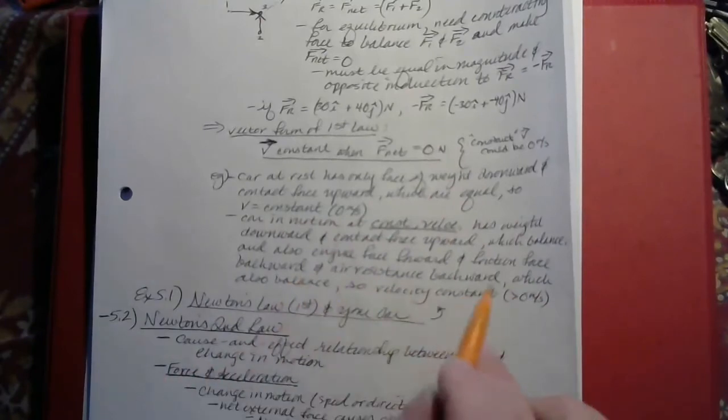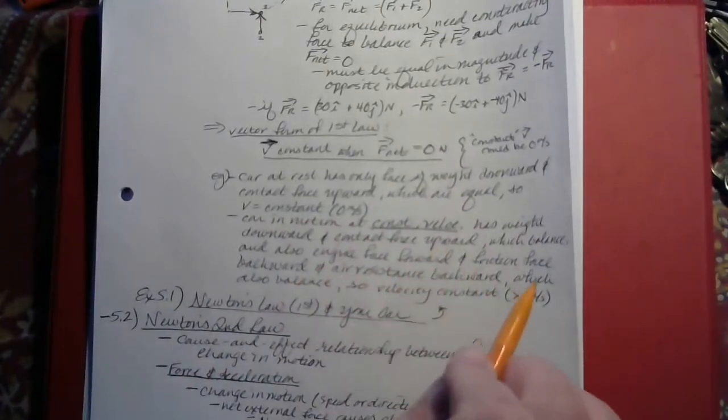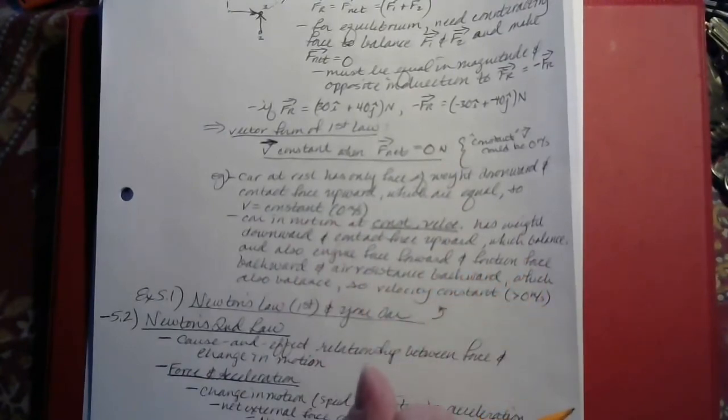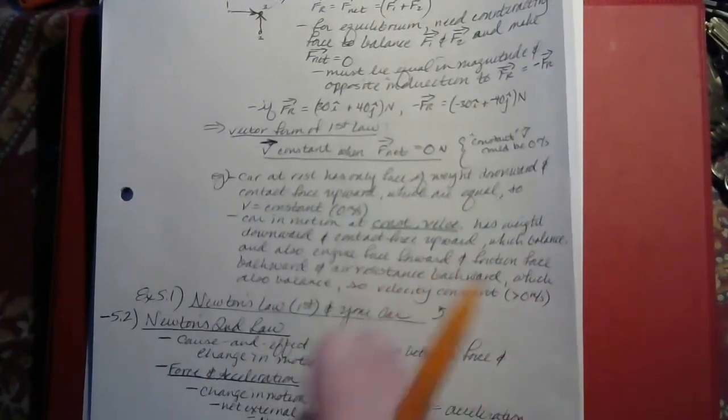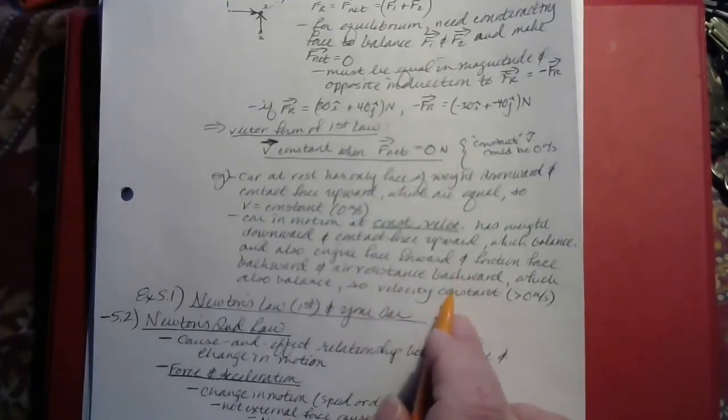If those forces were unbalanced, say if the engine force driving the car forward were greater than the total of the friction and the air resistance, then the car would be accelerating. If the engine force were less than the total of friction and air resistance, then the car would be decelerating, or accelerating in the negative direction. Okay, so hopefully that makes something clear anyway.